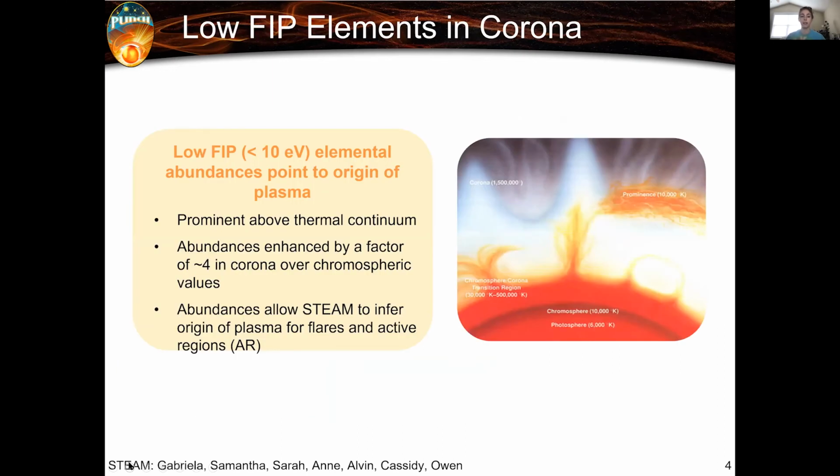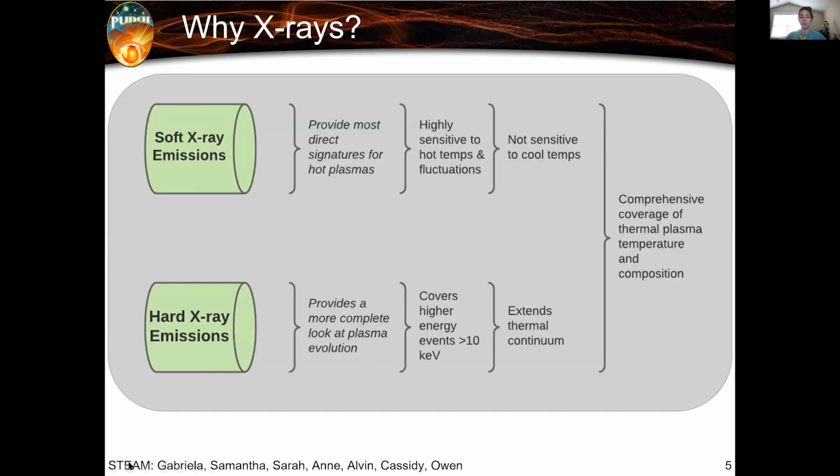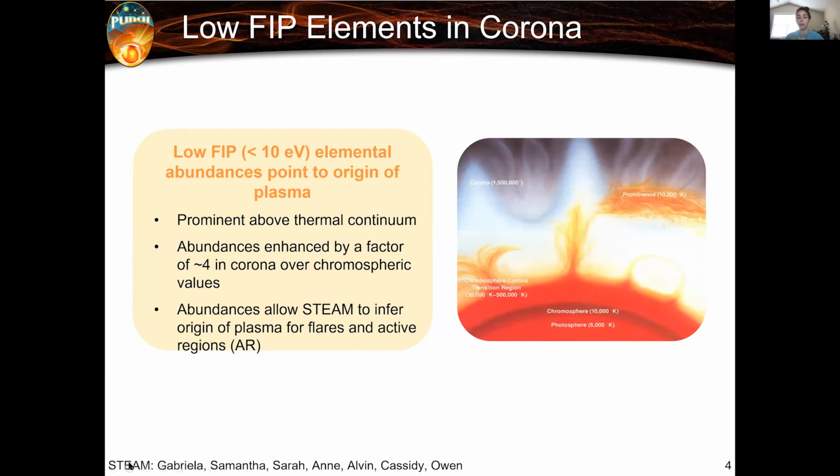Some atoms in the corona are easy to ionize, and we call these low first ionization potential elements, low FIP elements for short. Typically the abundances of these low FIP elements are enhanced by a factor of 4 in the corona over their chromospheric values, which can give us clues to where the plasma was heated based on their measured abundances, which in turn allows us to distinguish between different coronal heating models. STEAM's main science objectives are to classify by how much low FIP elements are enhanced in flares and active regions, and then infer the origin of the heated plasma through our findings. These low FIP elements also emit soft X-rays, the importance of which I will explain in the next slide.